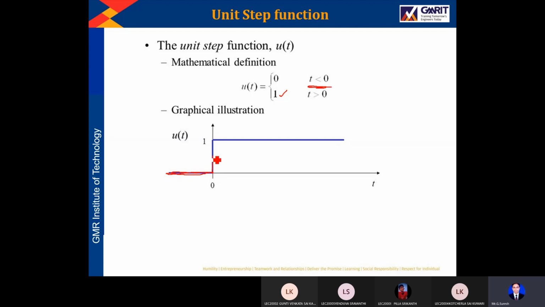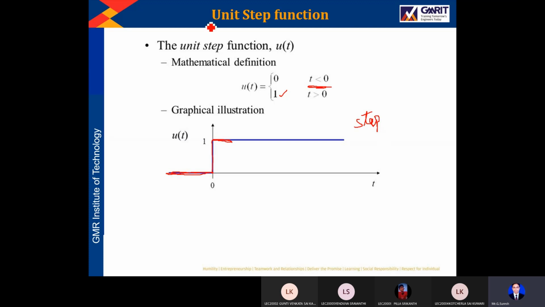You can see here that from t greater than 0, it became 1. So it takes a step increment in its amplitude. That's why this particular signal is said to be a step signal. So what is this step signal? The step signal is the one which is defined for t less than 0 and t greater than 0. For t less than 0 it is 0. For t greater than 0 its amplitude is 1.